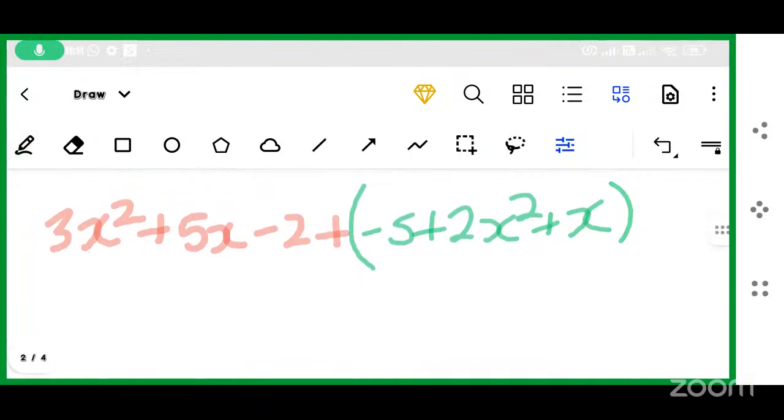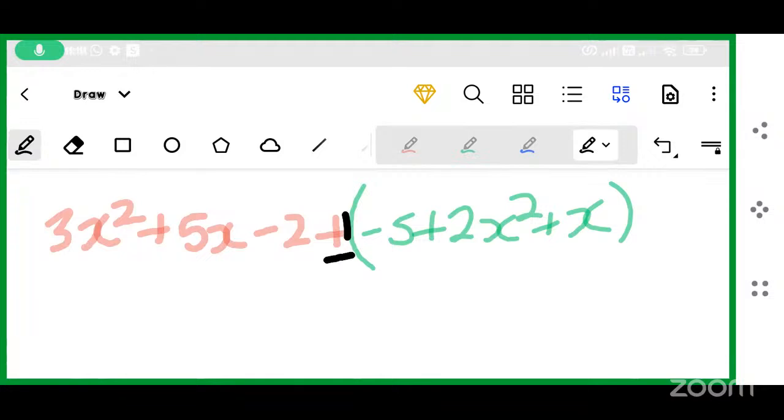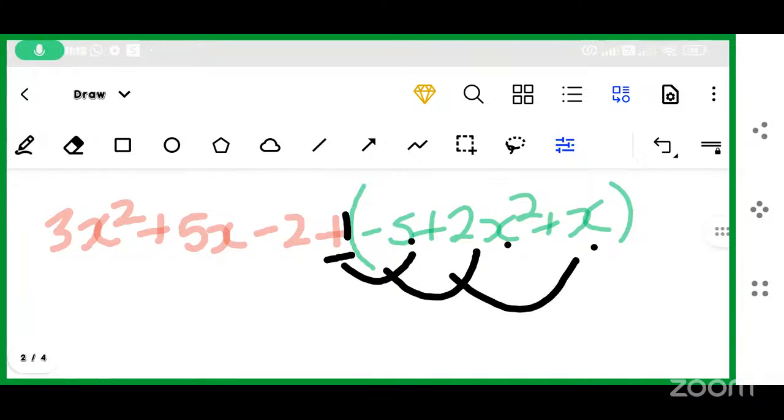Why am I introducing the bracket? I'm doing that so that this sign, remember there is an imaginary 1 there. So that imaginary one is going to multiply each and every thing that is inside the bracket. So it's going to be like positive 1 multiplied by negative 5, positive 1 multiplied by 2x squared, and the last one, positive 1 multiplied by x.